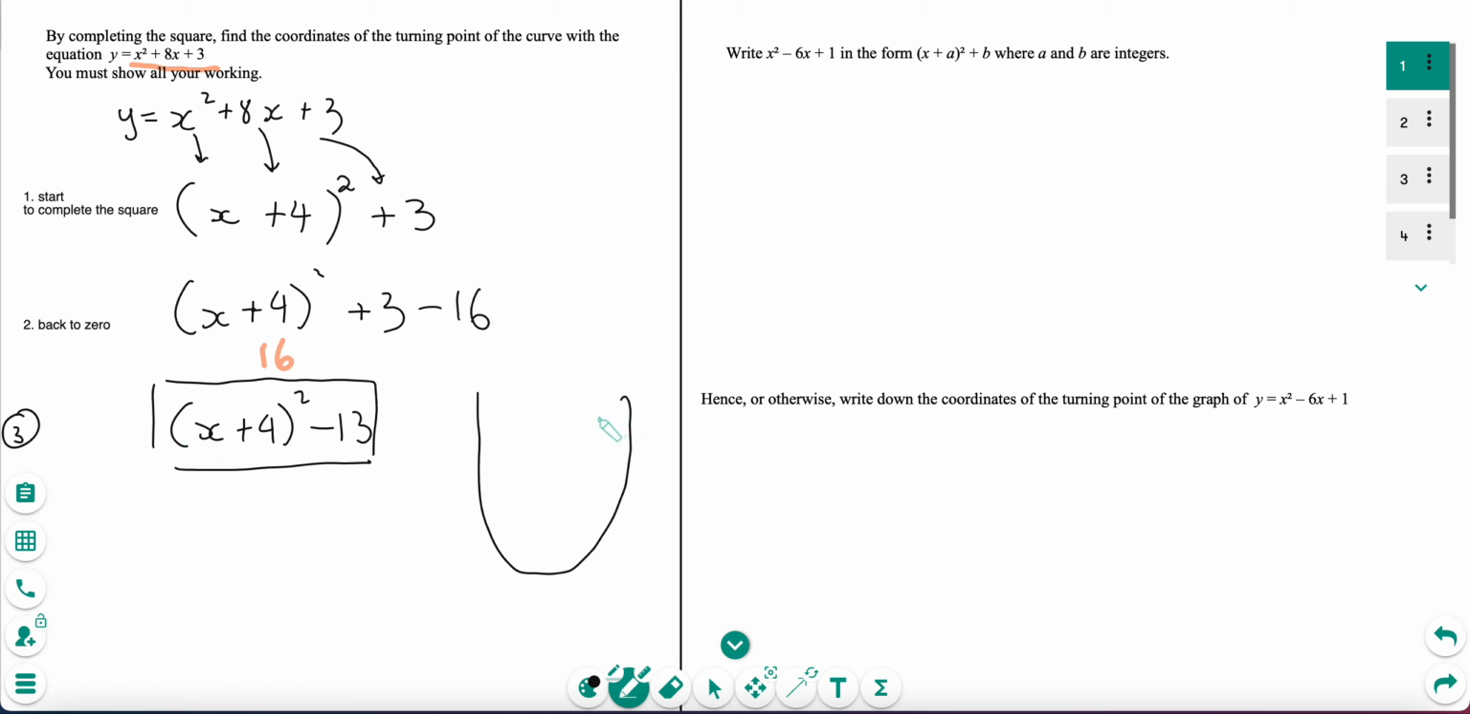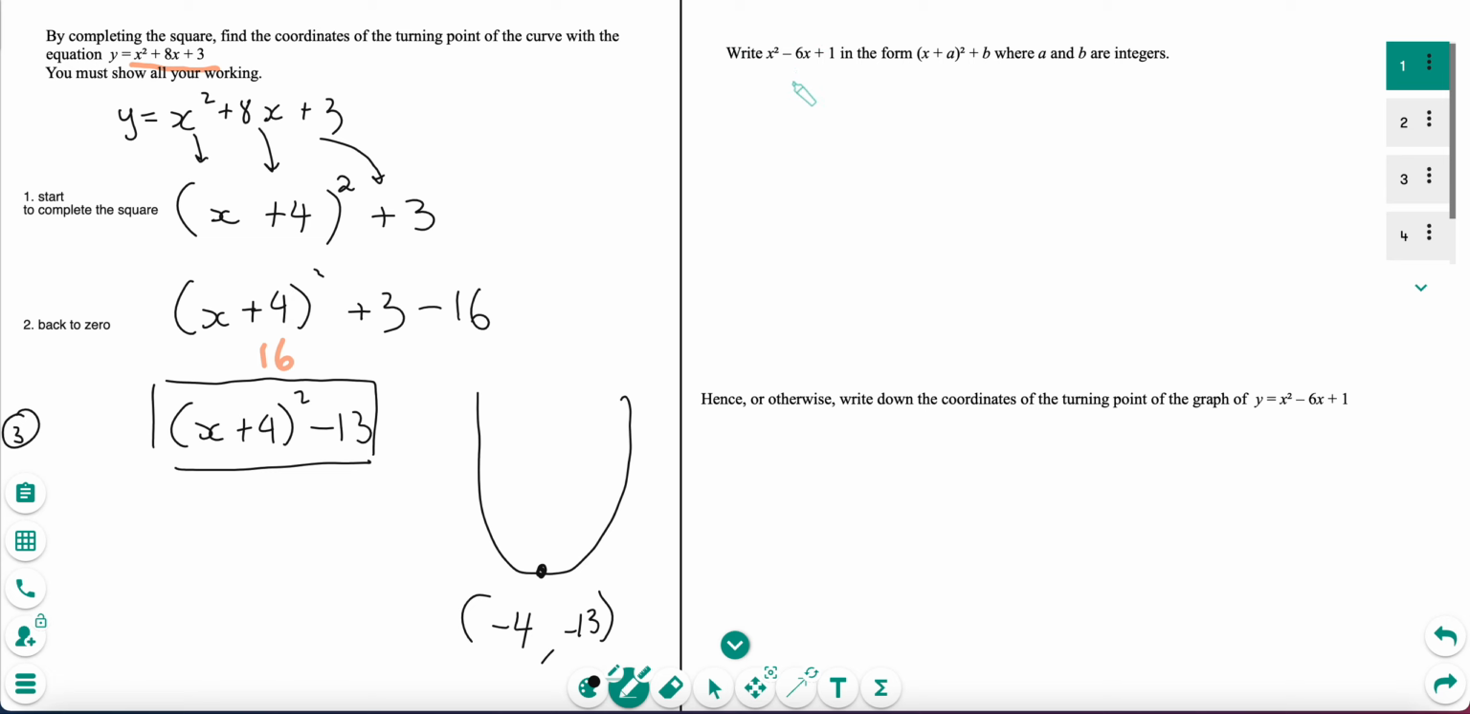Now to find the turning point. Since the square is positive x squared, it's going to be a U shape. And the turning point is going to be, the y coordinate is going to be the outside term, so negative 13. The x coordinate is going to be the opposite of positive 4, so negative 4. And that's our answer.